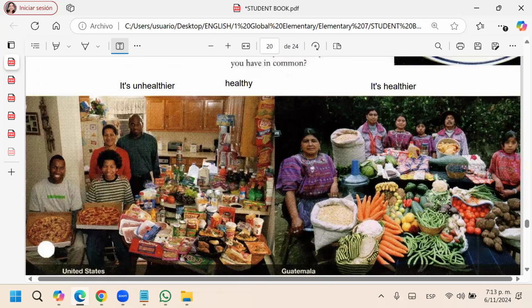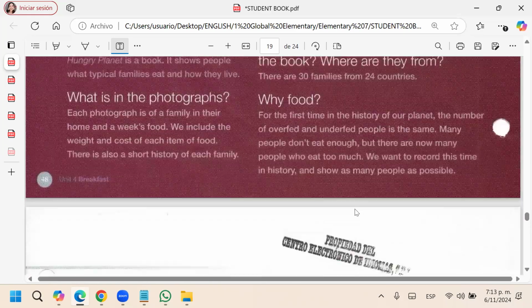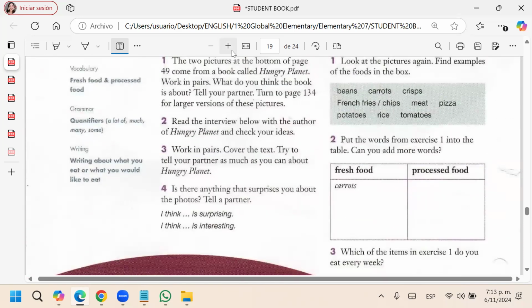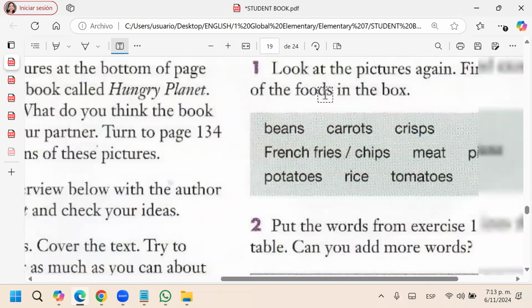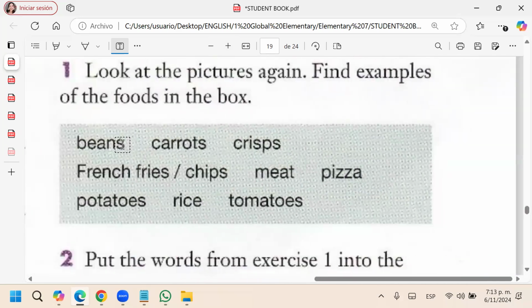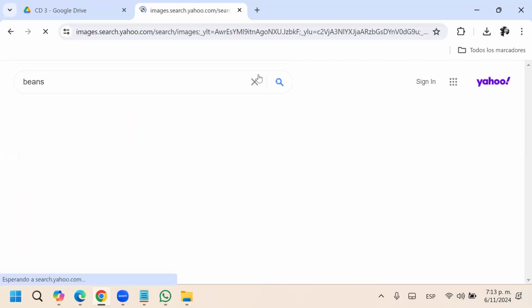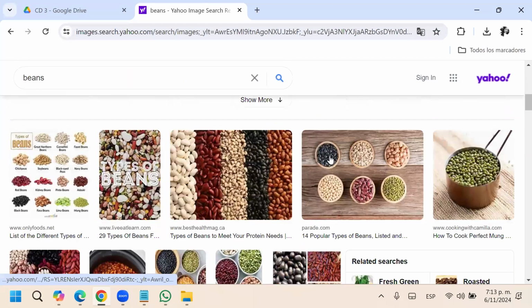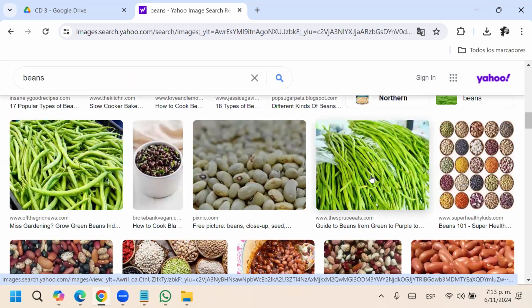United States, Guatemala. So more food here. This box here has beans, carrot. You know what are beans? Beans. Granos. Yes. Sí, y también beans, so it can also be these ones. Let me show you. This, of course, and this. Here, these are beans. Green beans.